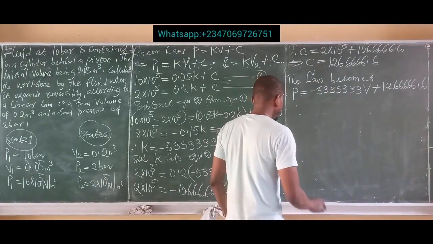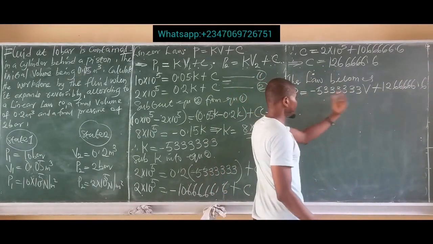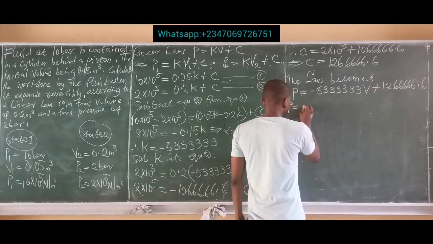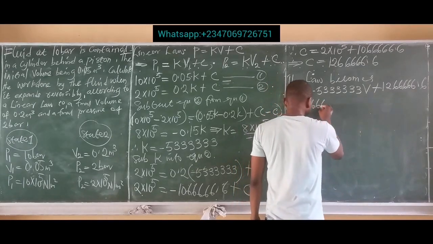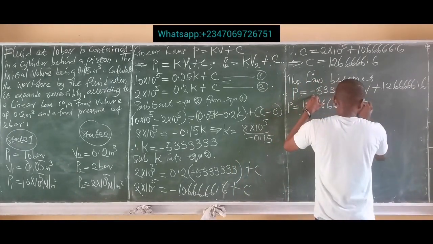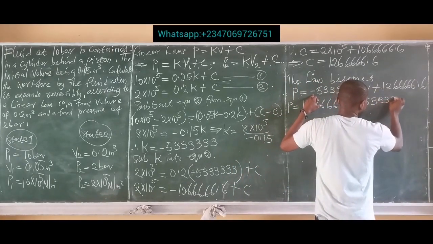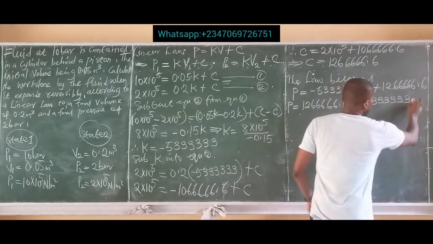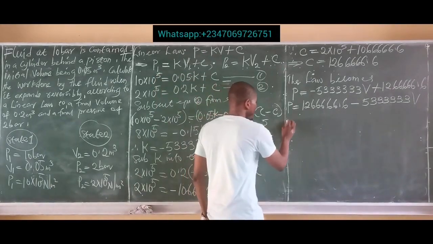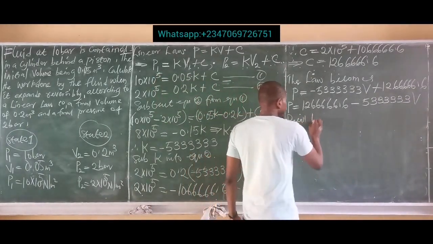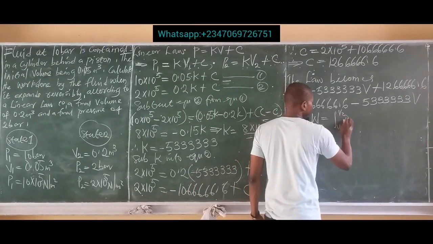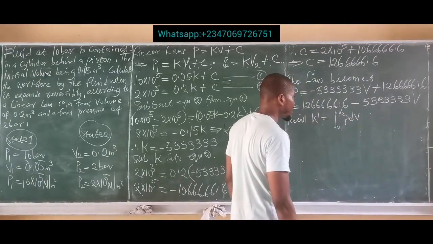Let's rearrange a little bit. Since this is negative, bring the positive over here. So P is equal to 126,666.6 minus 5,333,333 V. So this becomes our law. Now, you recall that work done is equal to the integral from V1 to V2 of P times dV. This is the formula for work done.